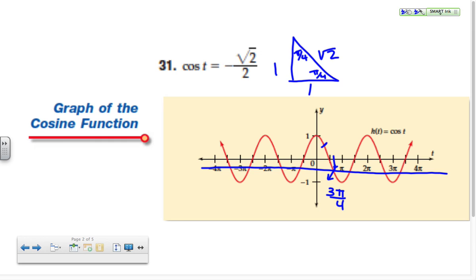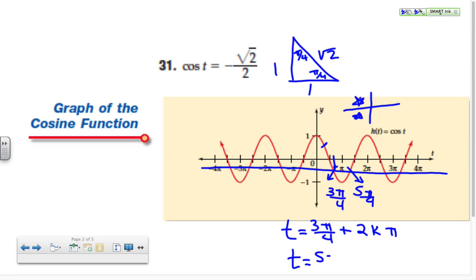I know this because it's 1 less than pi, which is 4 pi over 4. We talk about quadrants, and it's in the second quadrant. It's 1 less than pi. Now the other quadrant where it's negative is the third quadrant here. So that's 1 more than pi. So this value is going to be 5 pi over 4. We do it the exact same way we did the last problem. t equals 3 pi over 4, because it repeats itself, plus 2k pi, because it repeats every 2 pi. And then t equals 5 pi over 4 plus 2k pi. All right? So that's it for that one.